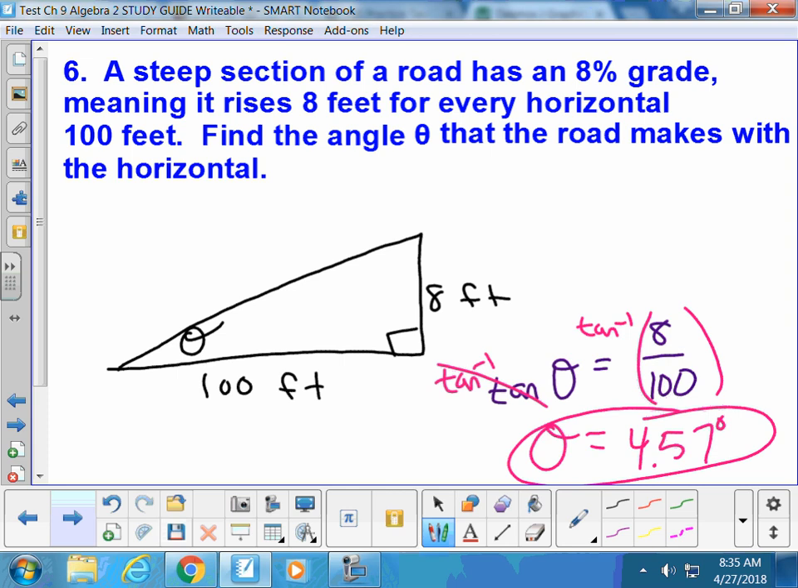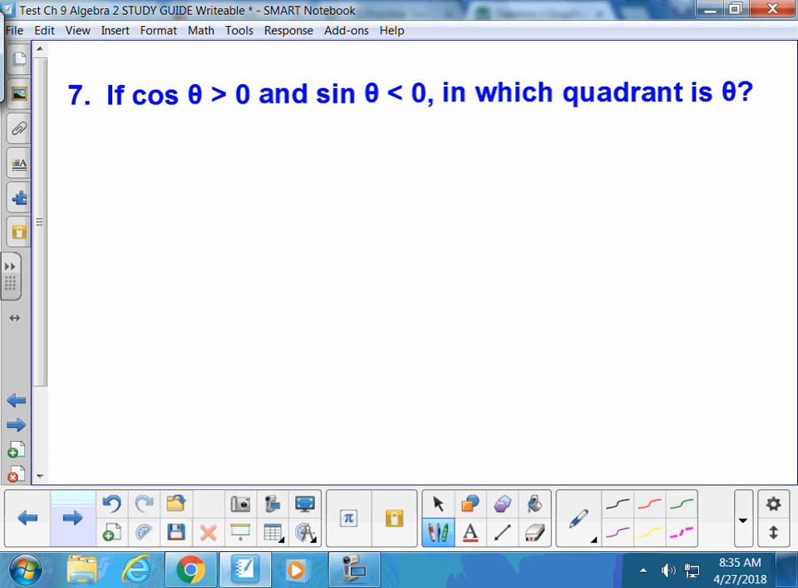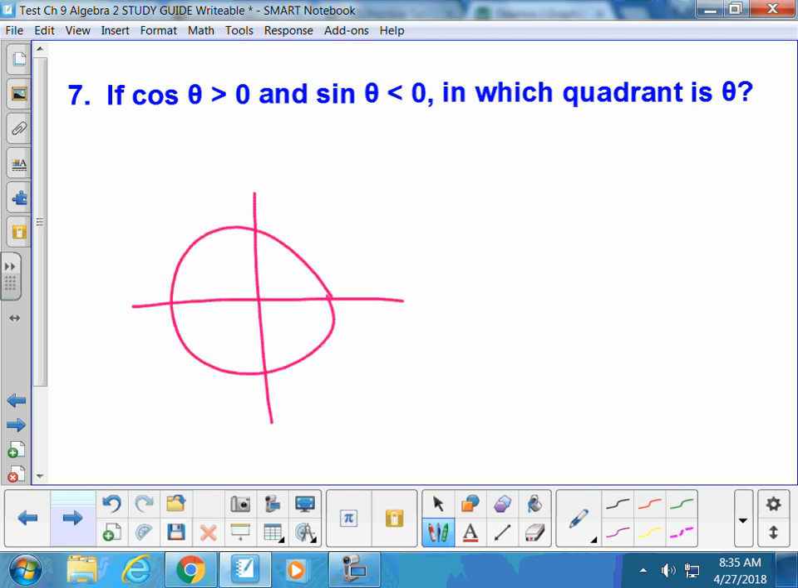Number 7. All right, on this one, you really have to think about your inequality symbols and what they actually mean. If cosine of theta is greater than 0 and sine of theta is less than 0, what quadrant is your theta in? Let's think about our unit circle here. If our cosine value is greater than 0, that's a fancy way of saying the x value is greater than 0, which actually just means that x is positive.